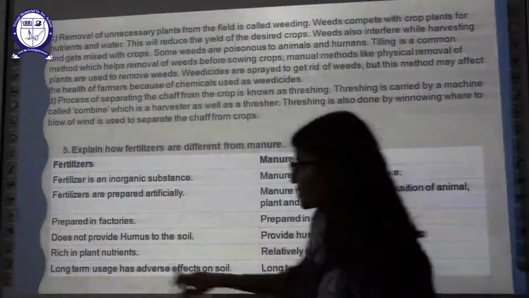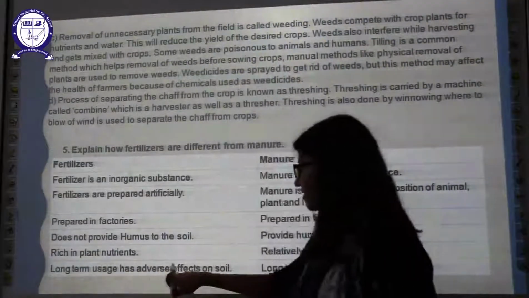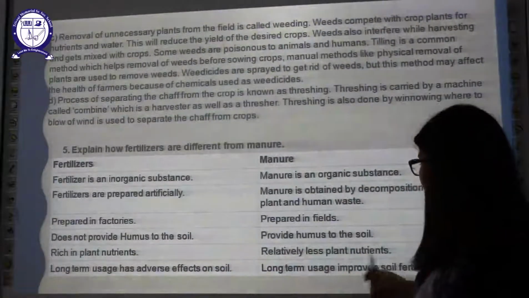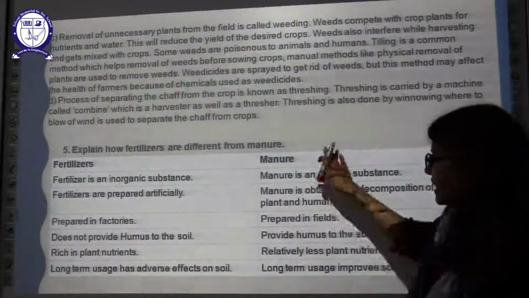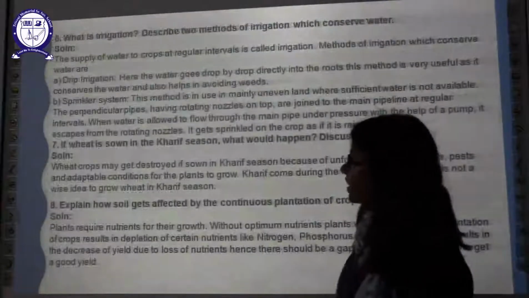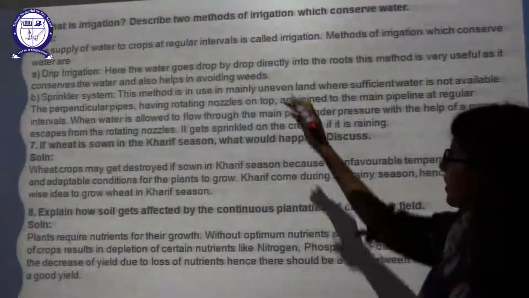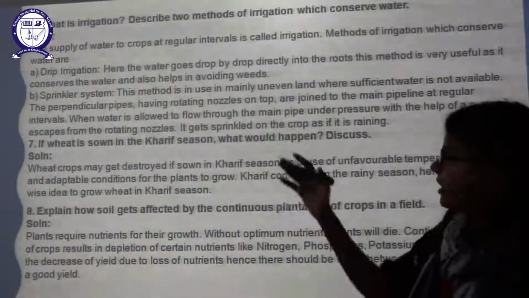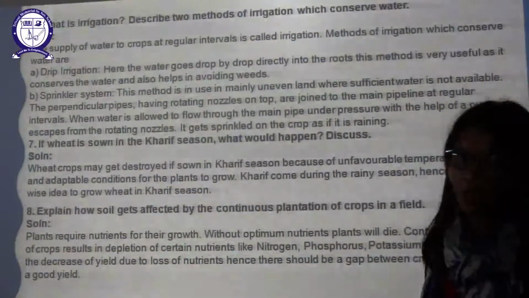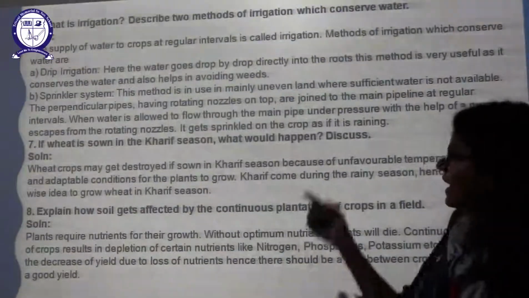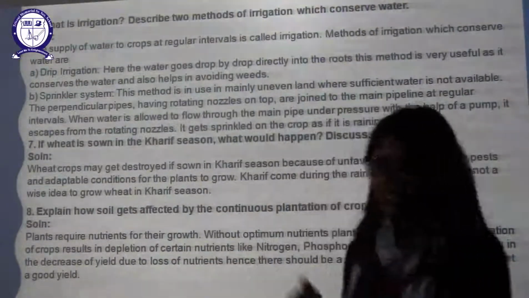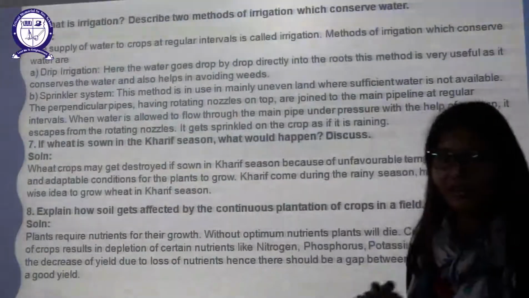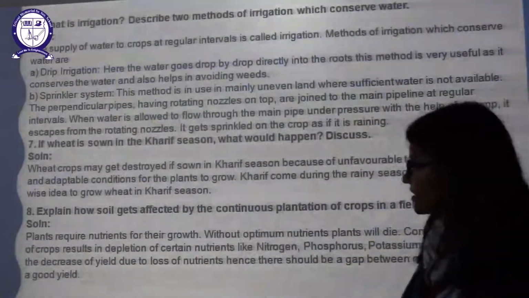Okay? Next, long-term usage has an adverse effect on soil. It will damage your soil, but long-term use improves your soil only in the case of manure. What is irrigation? Describe 2 methods of irrigation. We just discussed it. Irrigation is nothing but supplying of water for crop production, and the 2 methods we have studied are drip irrigation and the sprinkler system. For deeper study, go to the previous slides.